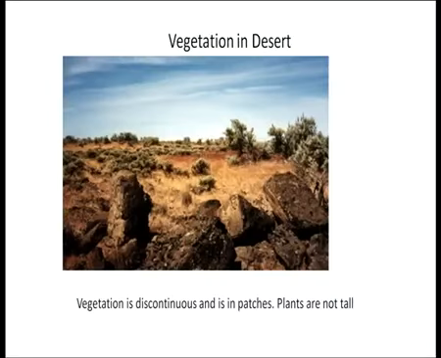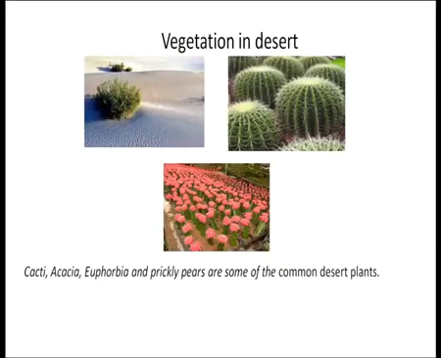These are some of the desert plants. The vegetation is very scarce and you can see lots of rocks in between. These are some of the common desert plants: the cacti, acacia, euphorbia, prickly pear, etc.